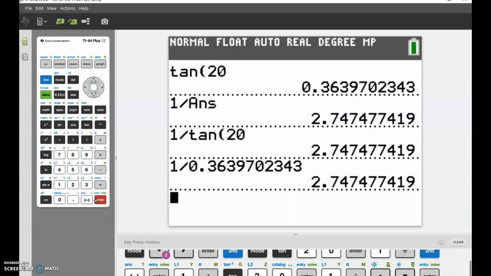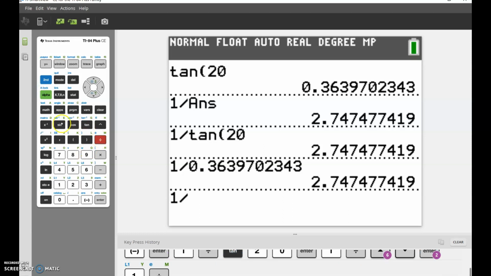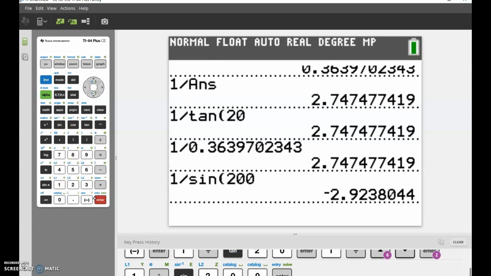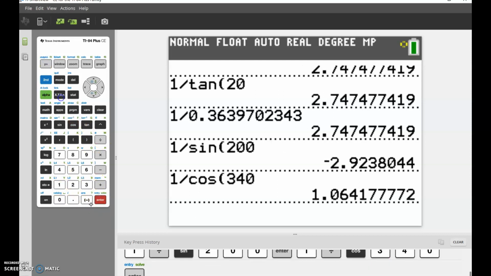Cosecant, we said, was the reciprocal of sine. 1 divided by the sine of 200 degrees. Okay, so negative 2.923 or negative 2.924. Secant of 340, secant is the reciprocal of the cosine, so 1 divided by the cosine of 340 degrees. We said that one better be positive because it was in the 4th quadrant.